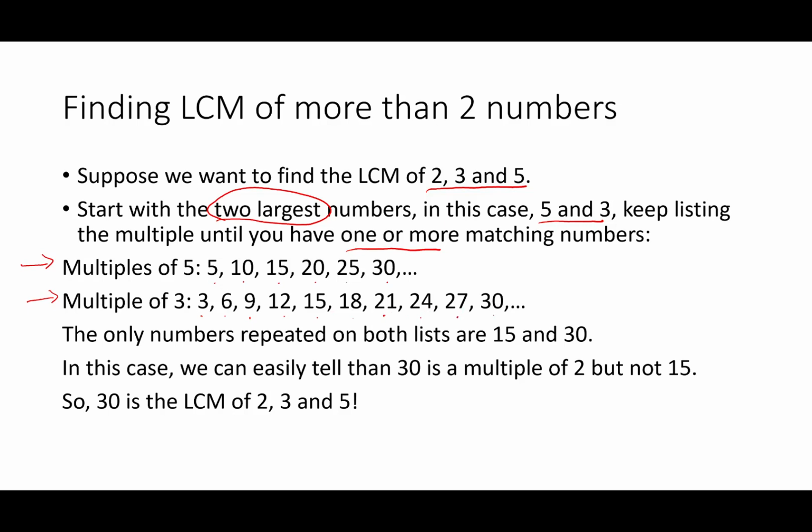You will notice that the only numbers repeated on both lists are 15 and 30. In this case, we can easily tell that 30 is a multiple of 2 but 15 is not. So therefore 30 is the least common multiple of 2, 3, and 5.